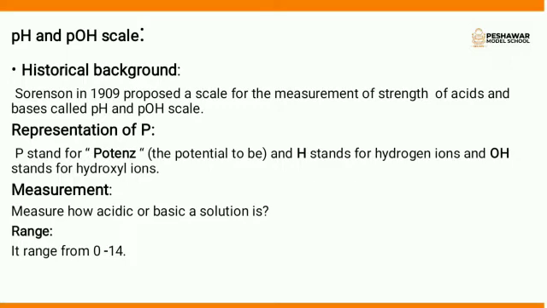What is the pH and pOH scale? The uses of pH and pOH scale. First, we will discuss the historical background of the pH and pOH scale. The pH and pOH scales were proposed in 1909 by the scientist Sorensen, and this scale is used for the measurement of the strength of acid and basic solutions.